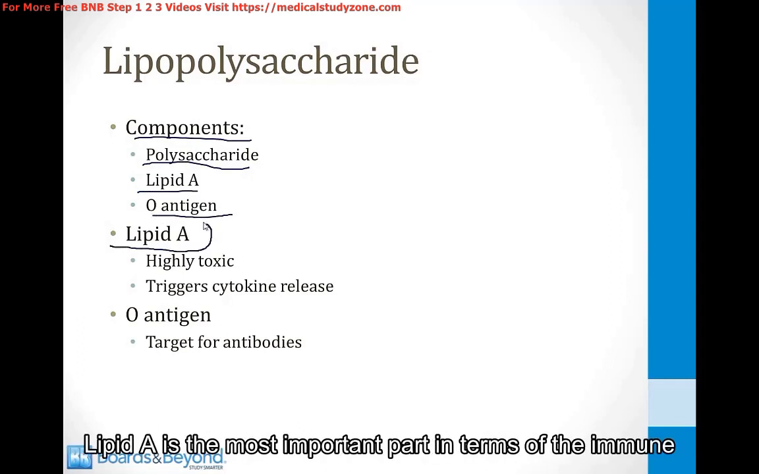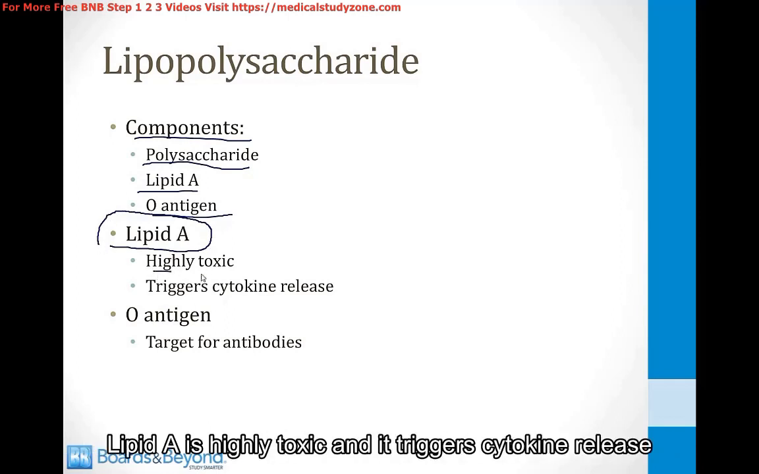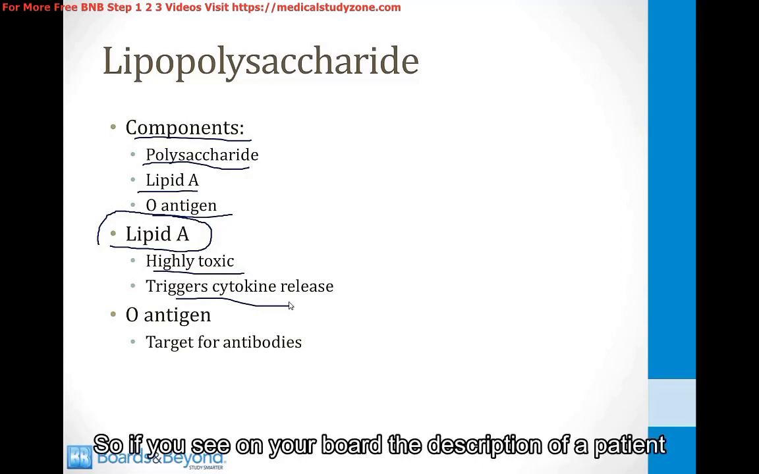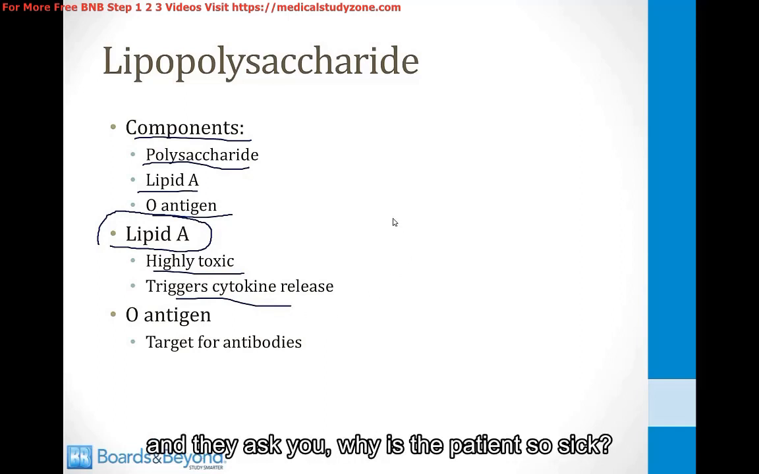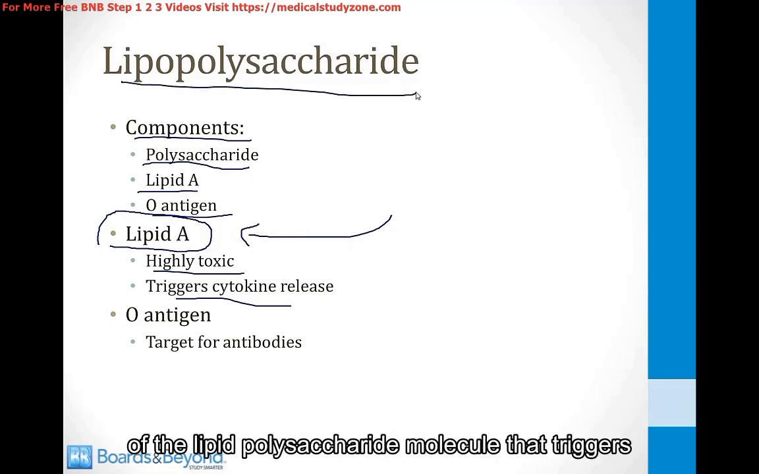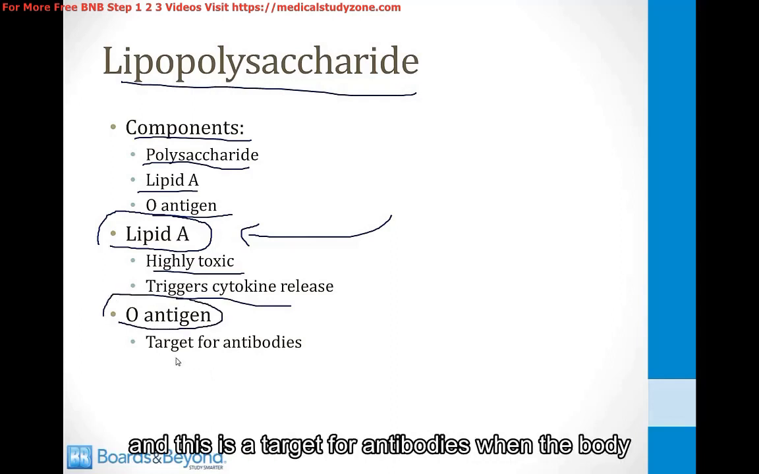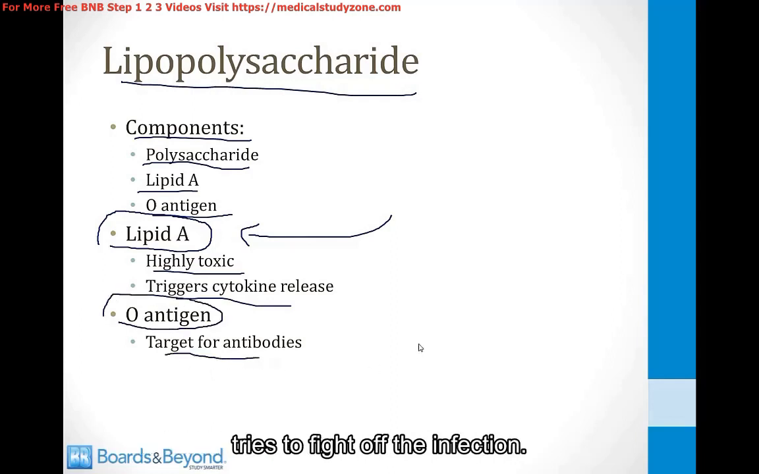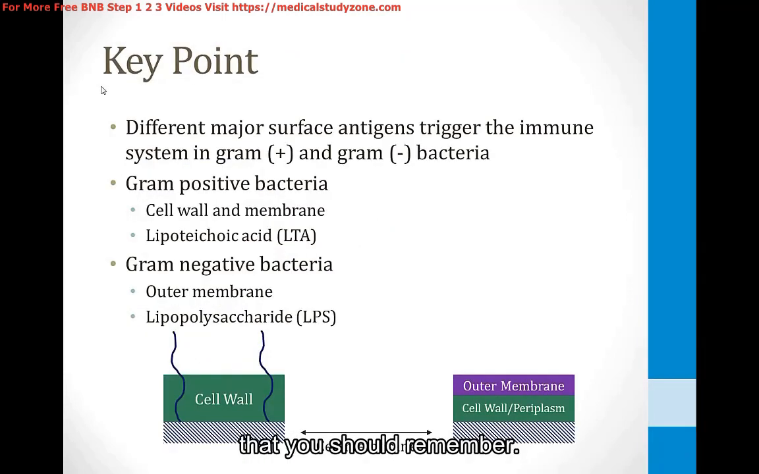Lipid A is the most important part in terms of the immune reaction in making patients sick. Lipid A is highly toxic, and it triggers cytokine release in the body. So if you see on your boards a description of a patient with gram-negative infection who is very sick, and they ask you why is the patient so sick, lipid A is probably the reason. It is that component of the lipopolysaccharide molecule that triggers the immune response. The final component is called the O antigen, and this is a target for antibodies when the body tries to fight off the infection.